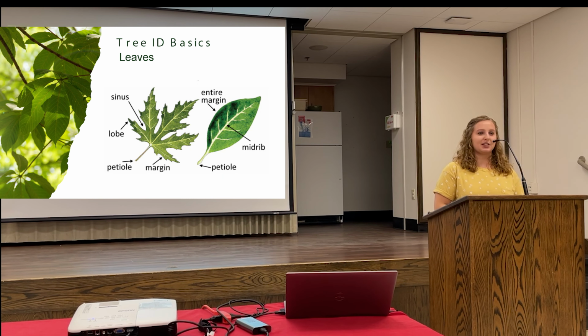Okay, so moving on to the leaves, which are the easier part to distinguish. Let's talk about some morphology first. On the left, we have a silver maple leaf. This has sinuses, which are those deep impressions, like the creases in your fingers. The tips of the fingers are what we call lobes. The stem that's holding the leaf is what we call a petiole. And the outside of the leaf is what we call a margin.